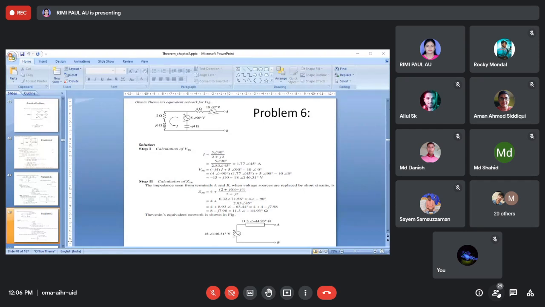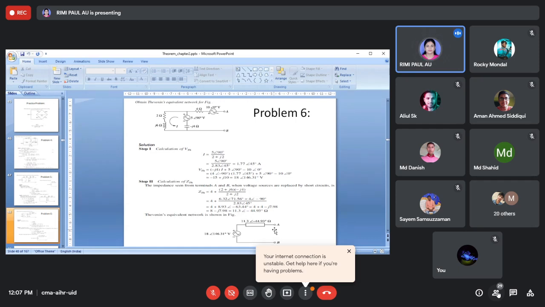Okay, so next is ZTH. For ZTH, you will just short circuit this path, and there is a short circuit. So you will find 4 plus J4 in parallel with 2 plus J6. So you can find out ZTH. Just put here the value of ZTH and the open circuited voltage, and if the load impedance is given, then you can find out the load current. Otherwise you will leave the problem here.